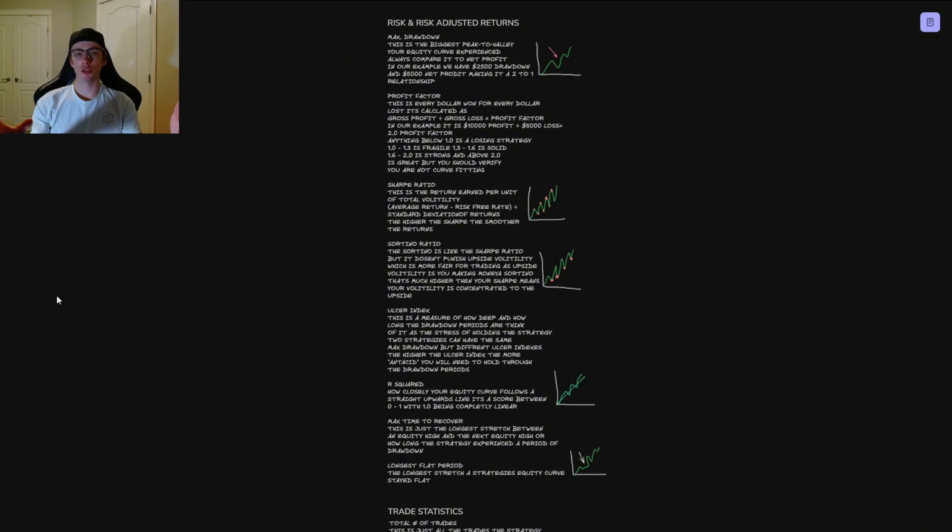Onto your risk-adjusted returns. So your max drawdown, this is your biggest peak to valley in your equity curve. So if you see that chart that I have on the side there, the biggest dip is our max drawdown. And you always want to compare it to your net profit. In our example, we have $2,500 in drawdown and $5,000 in net profit, making it a 2-to-1 relationship.